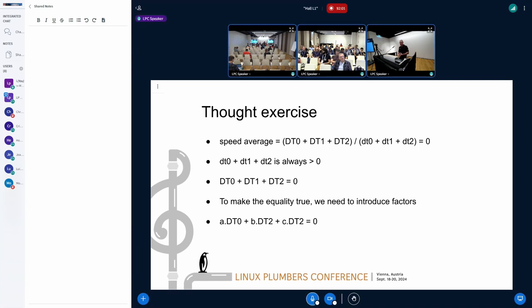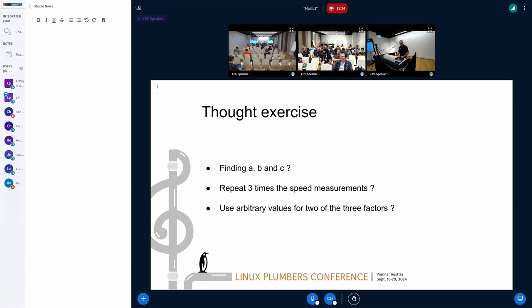So what we need is to find a way to make this sum with factors equal to zero. Why factors? Because these factors will give the duration we will propagate to the different states. So that's the theory, the idea at the beginning. So what we need is to find these ABC factors, and these ABC factors will give us the duration of being in the different states during an amount of time defined by the sum of the DT.